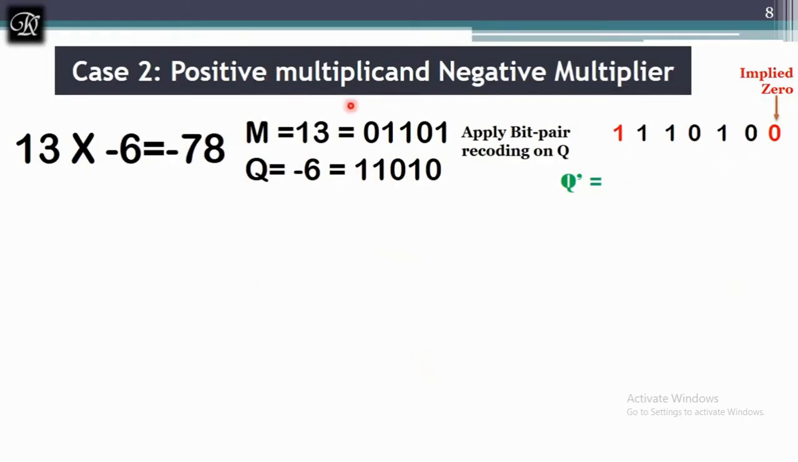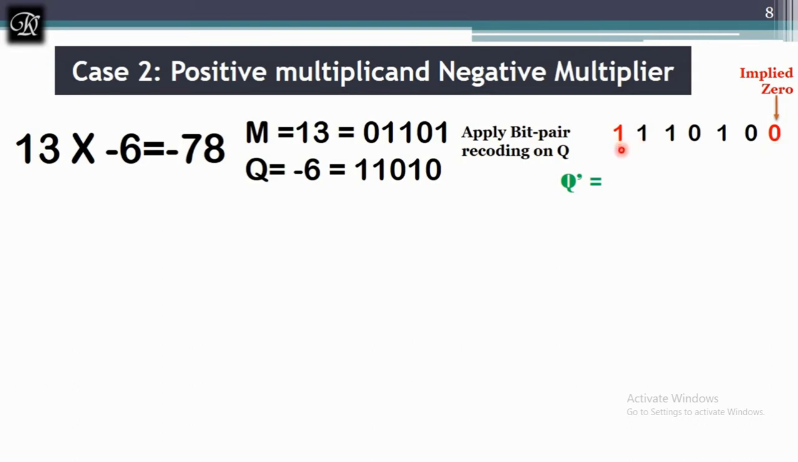The next version is positive multiplicand, negative multiplier. So I got a negative 6, so I have to find the 2's complement of it, and after finding the 2's complement, I have to apply the recoding algorithm. In the recoding algorithm, I have added the implied 0 as before, and I have extended the sign bit. Now you can see the sign bit is 1 and it is extended with 1.